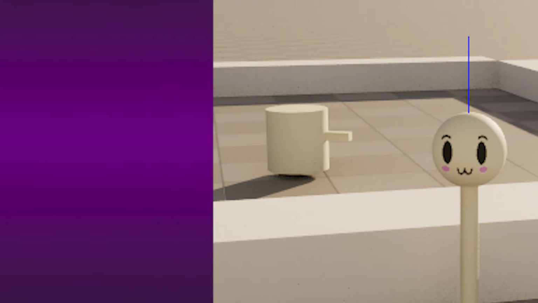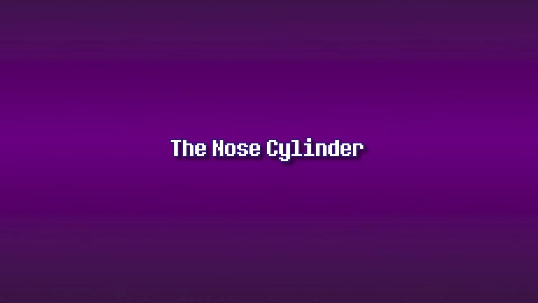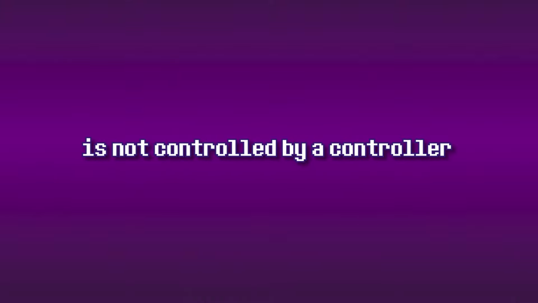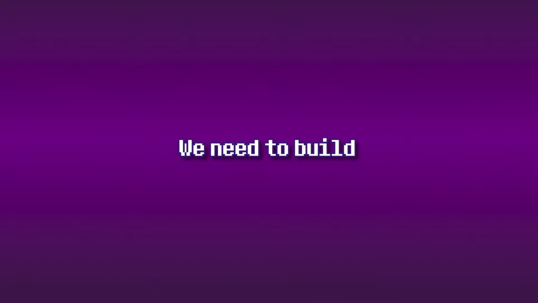But now we needed to create something for the attack to function against. Introducing the nose cylinder. The nose cylinder is a lot like the player, but is a character object. This object functions like a player, but is not controlled by a controller. Instead, we need to build this thing's brain, mostly from scratch.